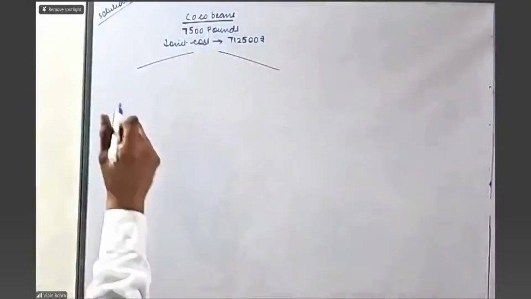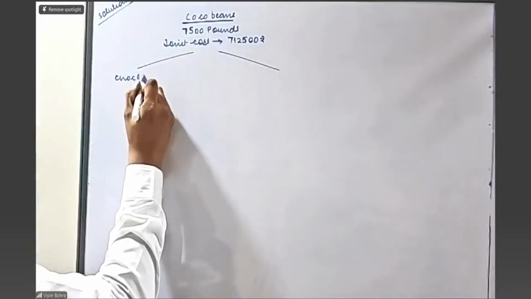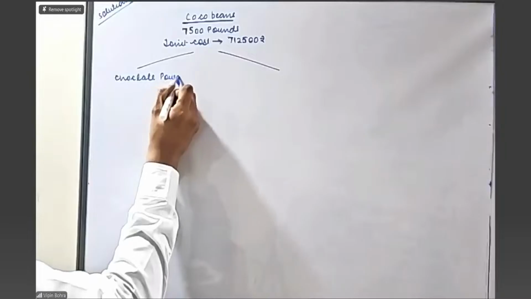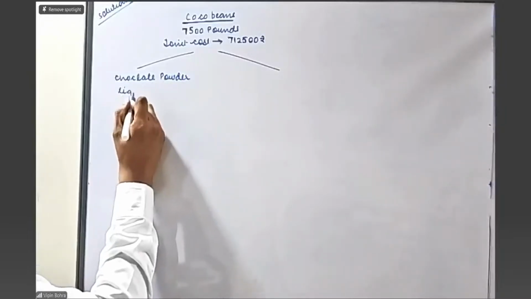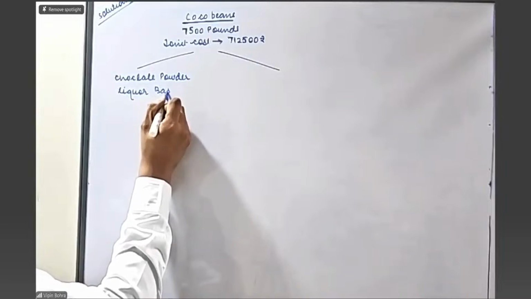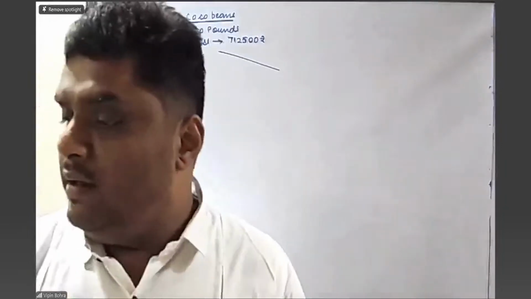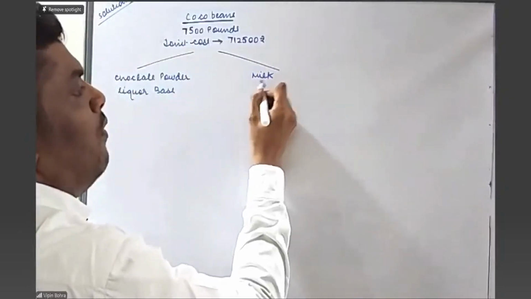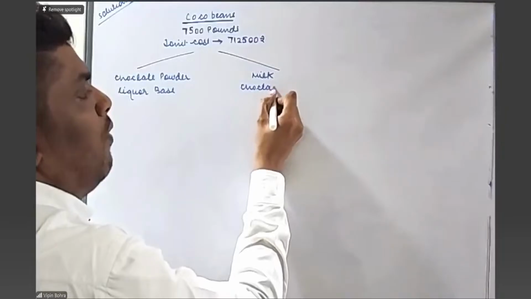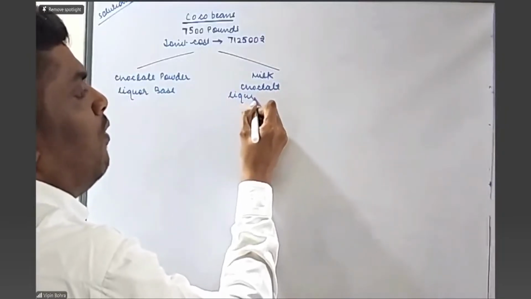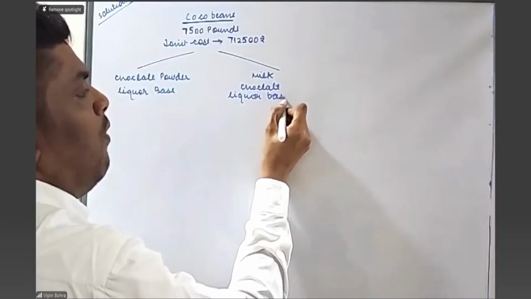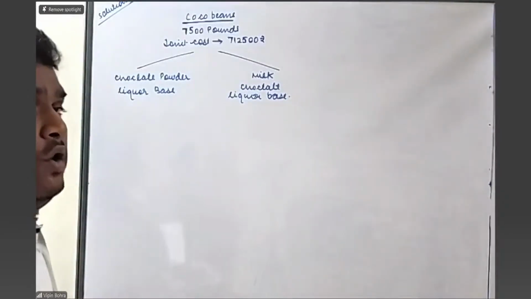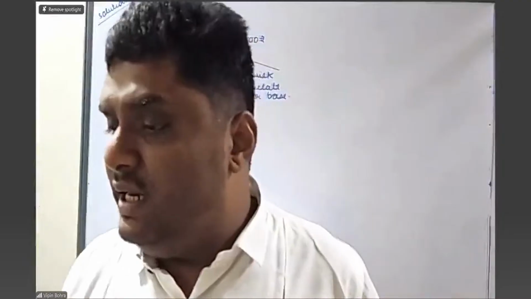Now see, from these cocoa beans, two intermediate products emerge, that is chocolate powder liquor base and milk chocolate liquor base. When talking about the quantity, it is given in the question. See, read the question.